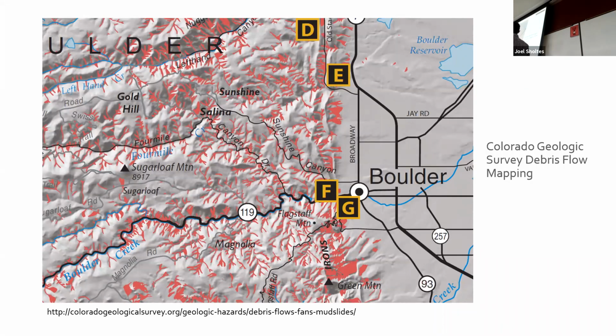The Geologic Survey has a way to map this. They've taken topography and they run a numerical model to show where debris flows could happen and where they could go. So just outside of Boulder, there's a lot of places where debris flows could happen, and this is real. So it's a big hazard that plays out across the state.